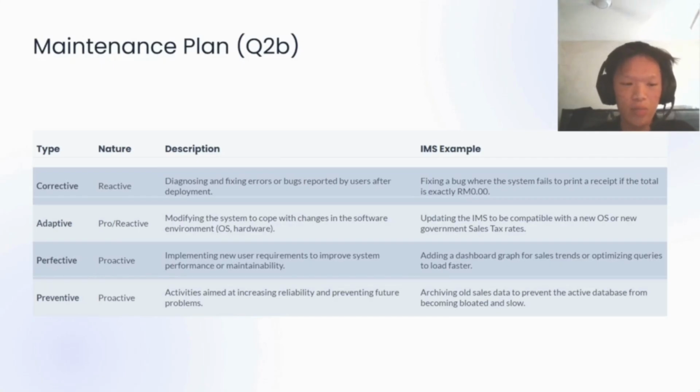The last one is preventive. It is a proactive nature. These are activities aimed at increasing reliability and preventing future problems. An example is archiving old sales data to prevent the active database from becoming bloated and slow.